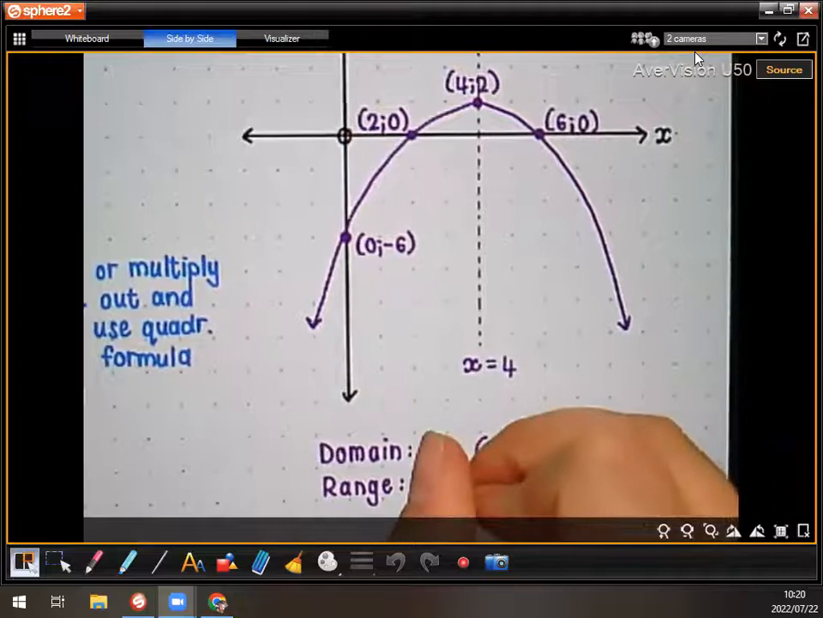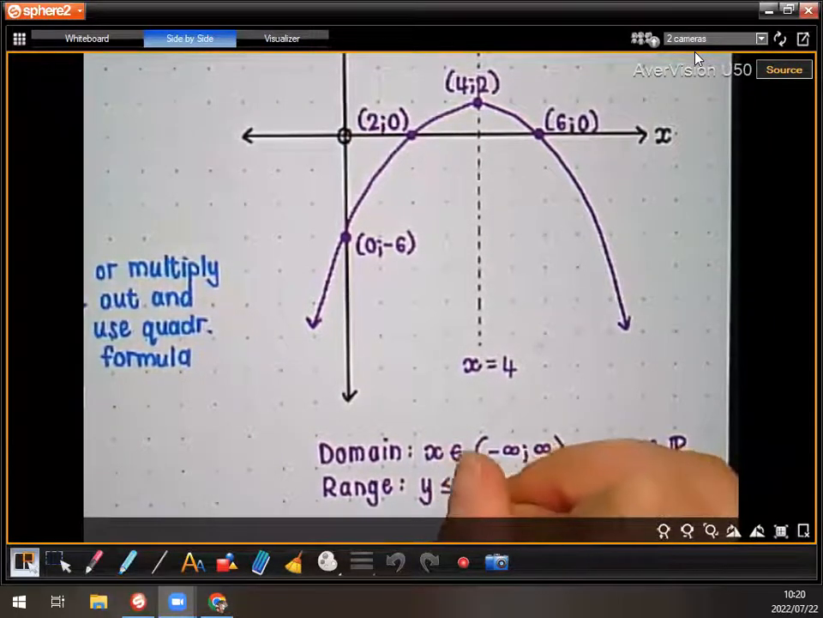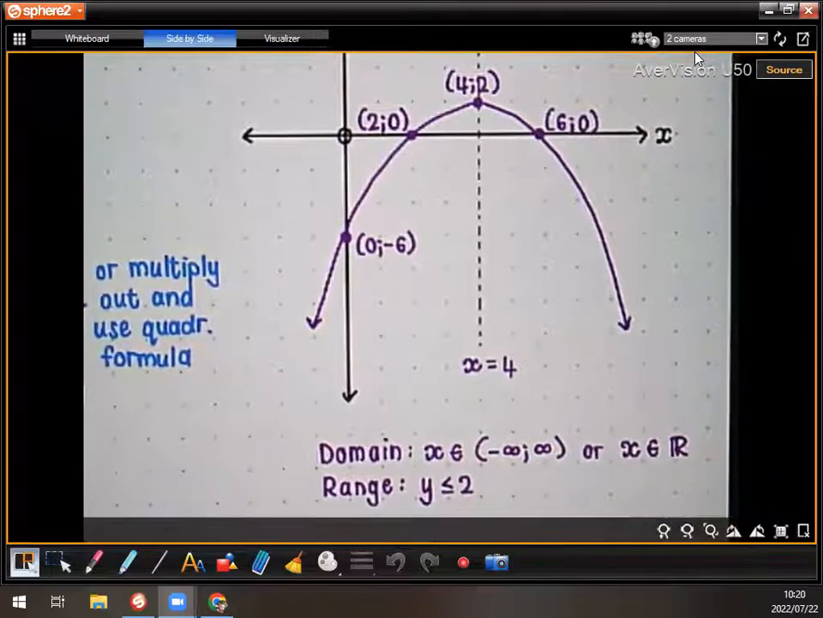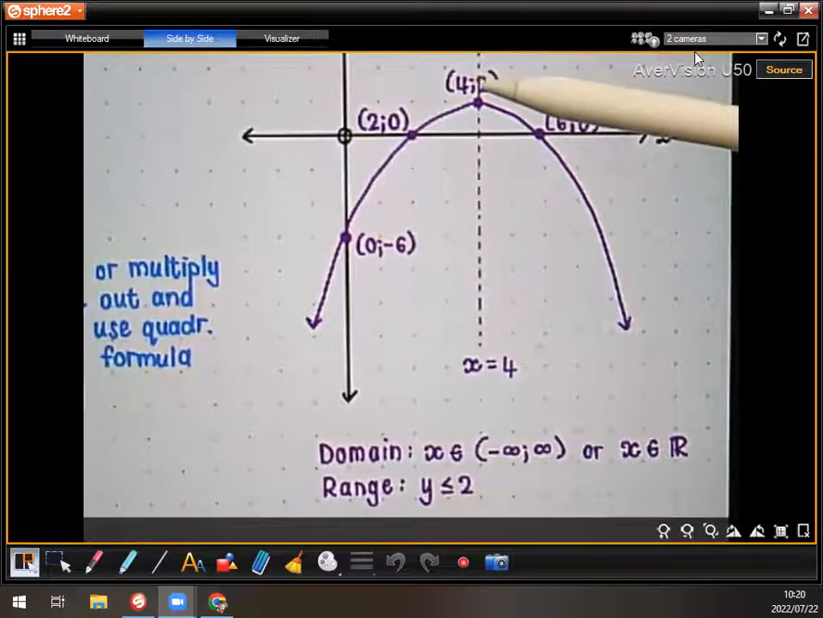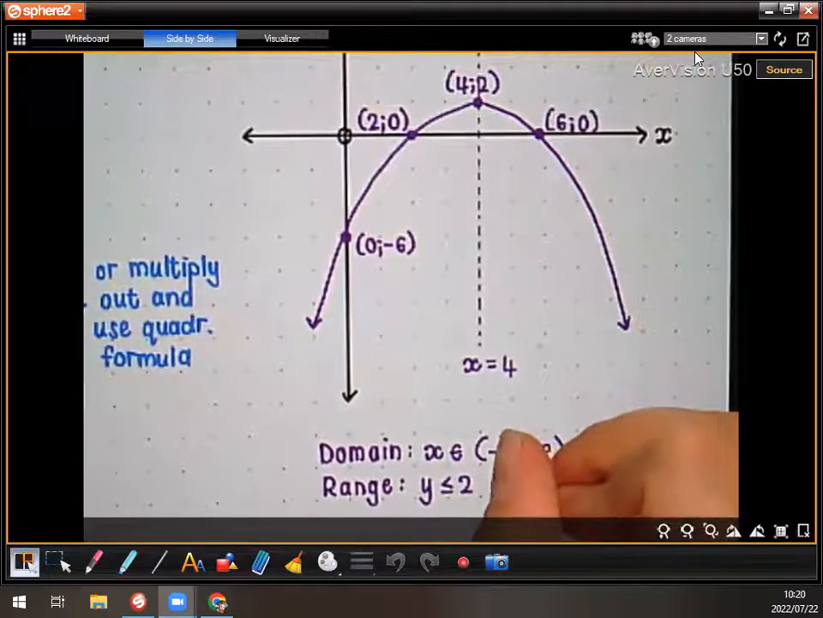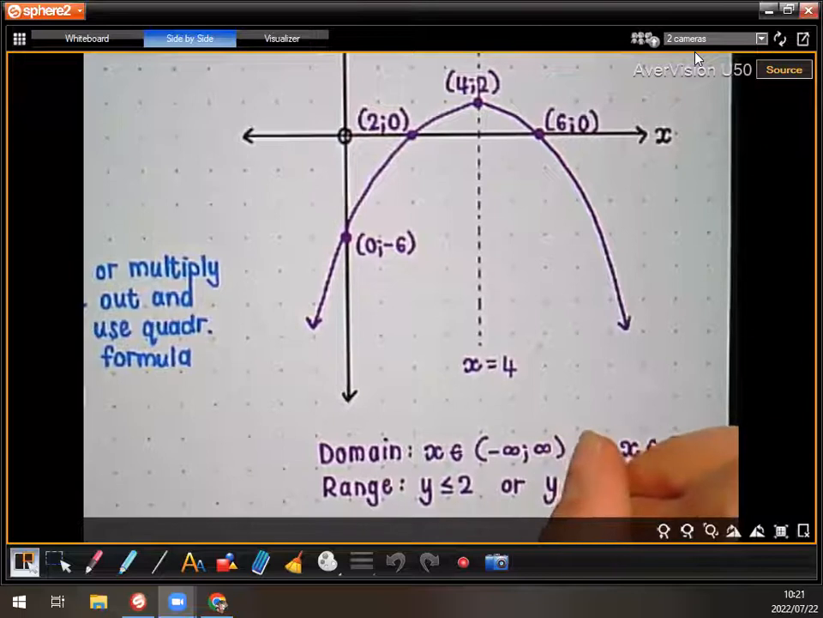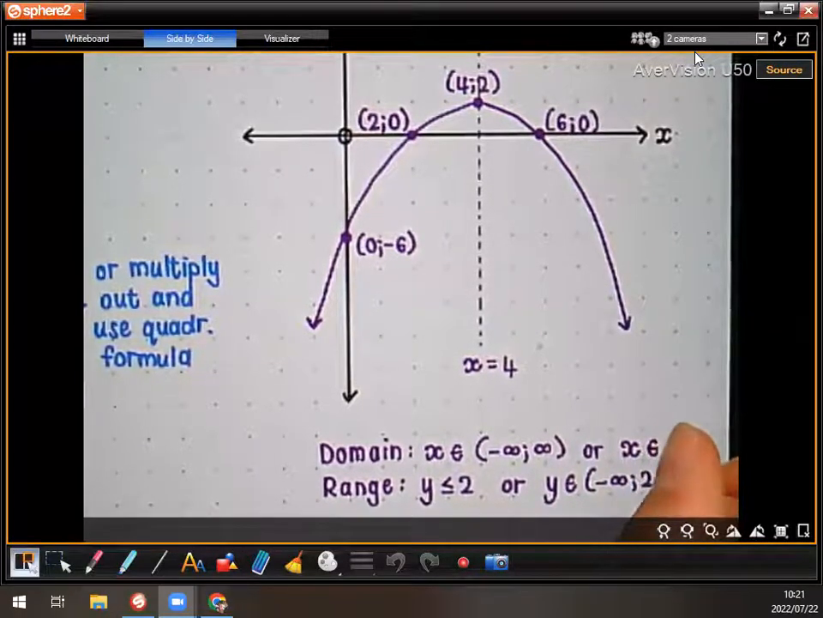So you can write y has to be smaller than or equal to 2, like that. Can't say bigger than 2, right? Because then you're saying that you have points above your turning point. So you would have to say y is smaller than or equal to 2, or you can say y is going from negative infinity in this case to 2.